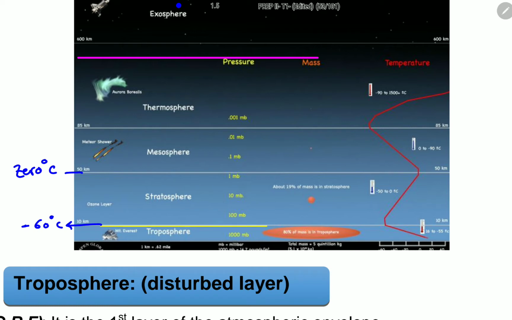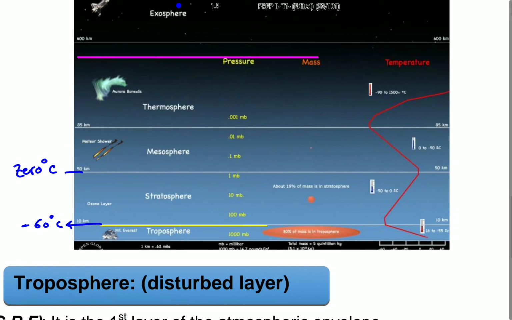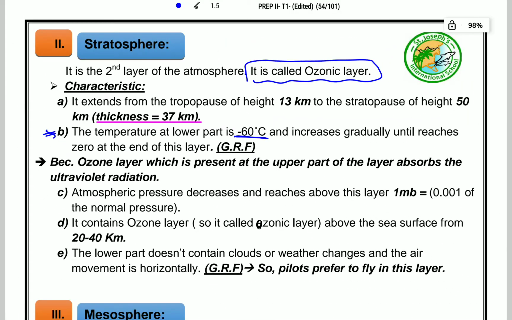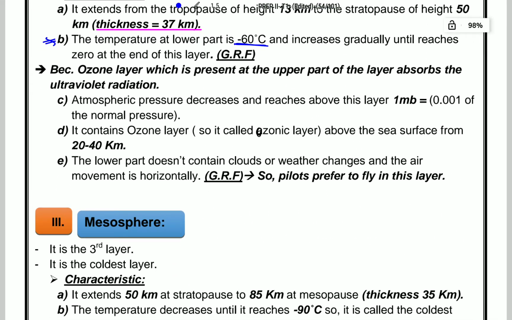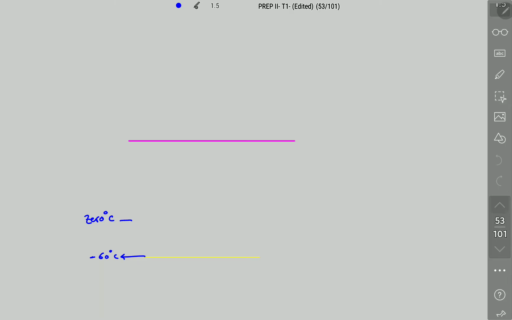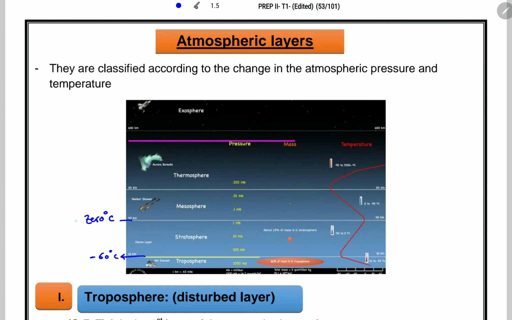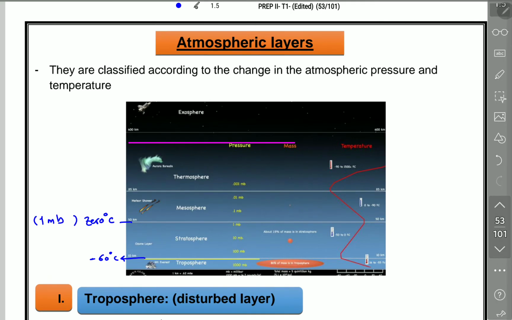So it's clear that the temperature increases as we go up due to the presence of the ozone layer, which absorbs the ultraviolet radiations. Atmospheric pressure decreases and reaches above this layer about 1 millibar. So the temperature here is 0 and the atmospheric pressure is about 1 millibar.